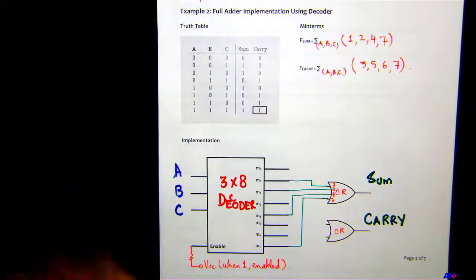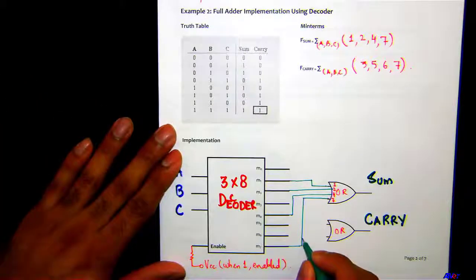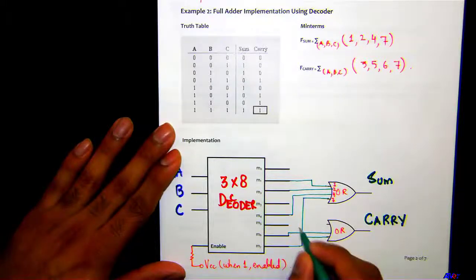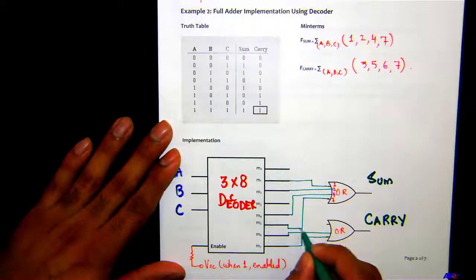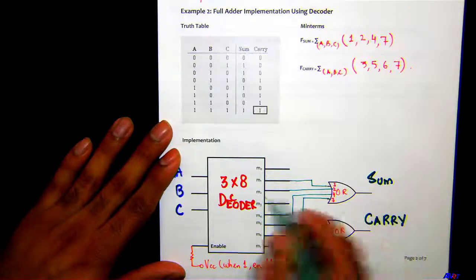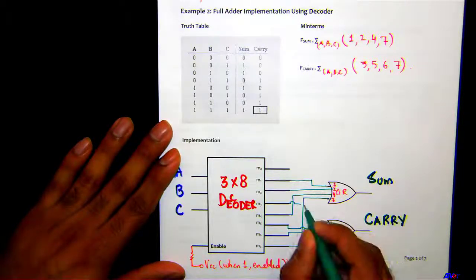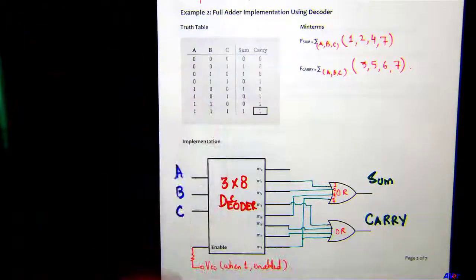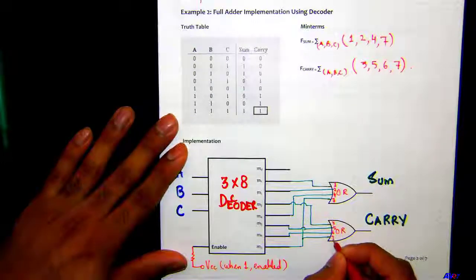Okay, all right. For the carry, I got 3, 5, 6, and 7. This is 7 right here. This is 6 here. This is 5 here. And then 3 is over here. So I got 3 here, 5 here, 6 here, and 7 here.